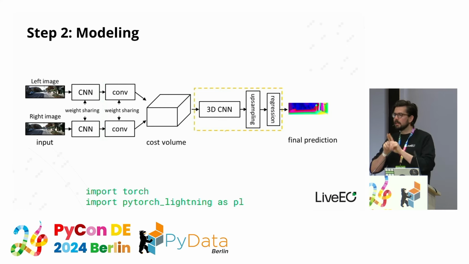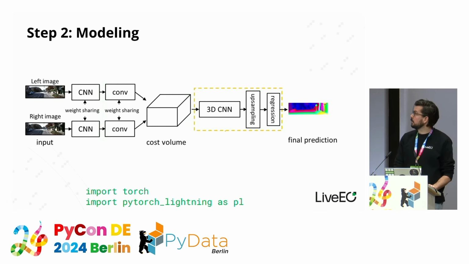And by matching these embeddings of these images, you can actually get a depth map. And that is how you finally get out your DSM and your final prediction. Also, we did this mostly in Torch and using PyTorch Lightning for some of the nice training steps.